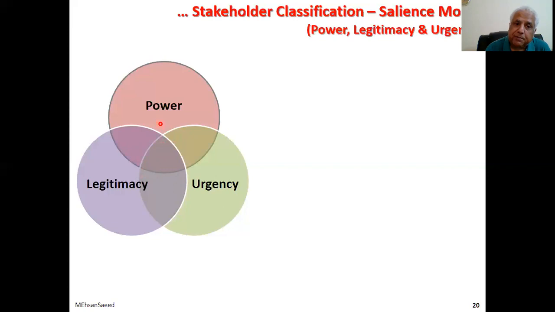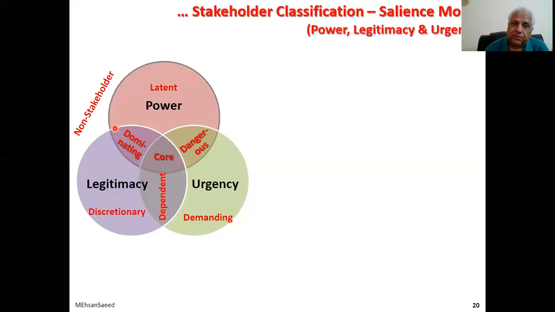In fact, these overlaps and non-overlaps have names. As I said, this category is referred to as dangerous, having both urgency and nuisance power. These are the dominating type. Not only do they have power, their power is sanctioned. That means it is legitimate power or legitimate interest. They are dominating.